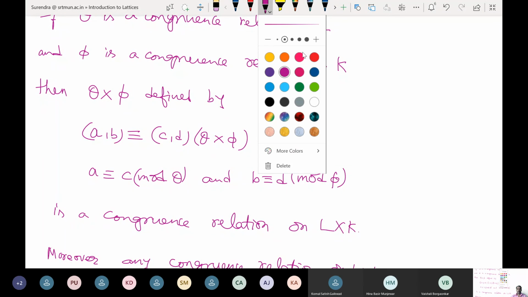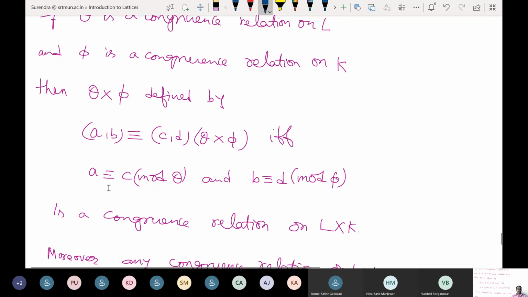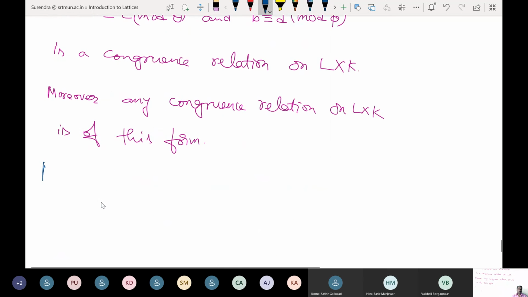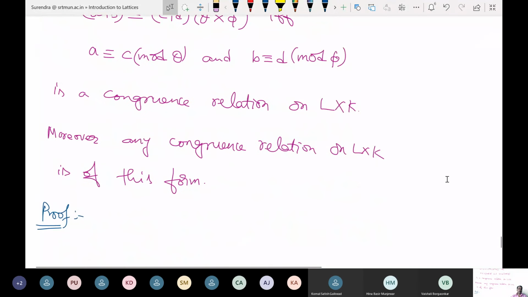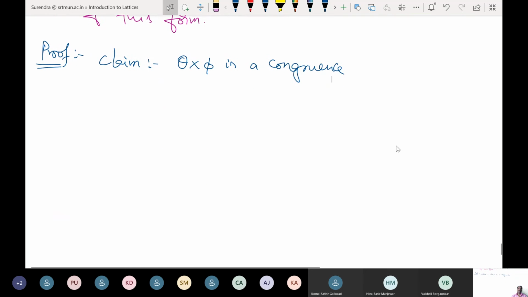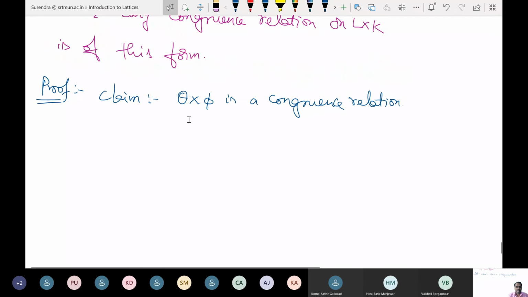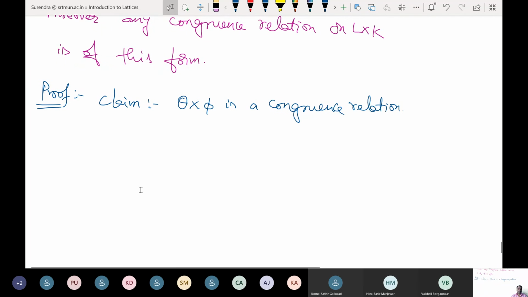The easiest one is that we show that theta cross phi, as defined here, is a congruence relation. What is meant by proving this? Our claim is that theta cross phi is a congruence relation. That means we want to show that it is an equivalence relation which also satisfies the substitution properties, right?